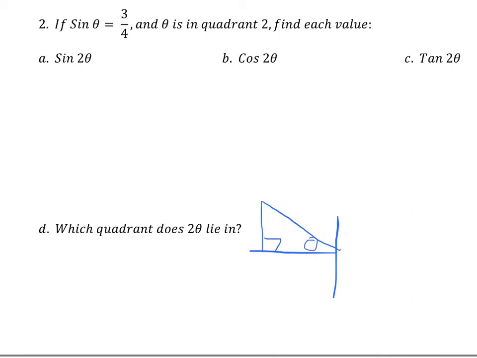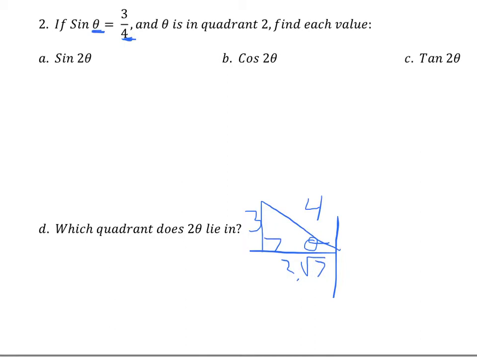We say this is theta because we're given sine of theta is 3/4. Now this is not a 3, 4, 5 triangle because this 4 is the hypotenuse. 3 is the opposite side because it's sine. So what we have to do is figure out the adjacent side. Using the Pythagorean theorem, 16 minus 9 is 7, and then you have to take the square root. So this is square root of 7.